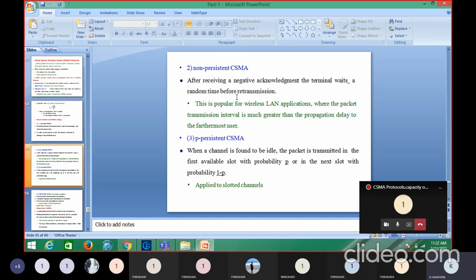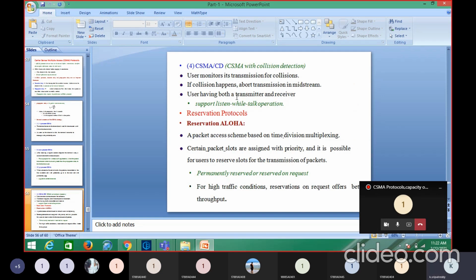Third one is P-persistent CSMA. Here, when a channel is found to be idle, the packet is transmitted in the first available slot with probability P, but in the next slot with probability 1 minus P. So this is applied to slotted channels.